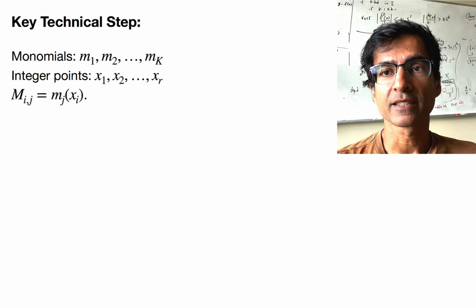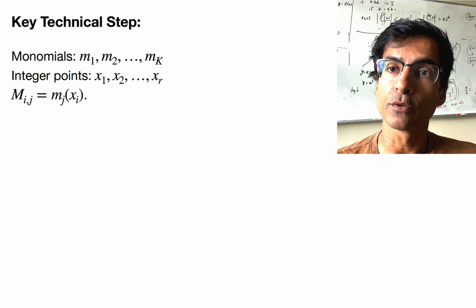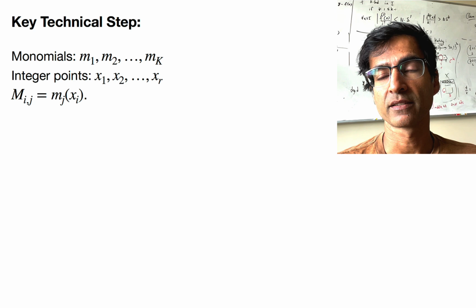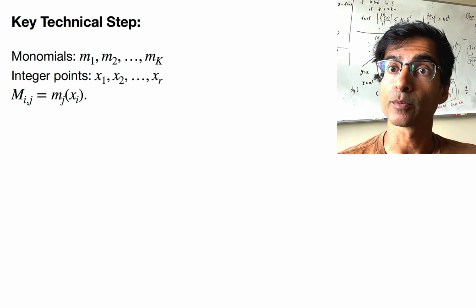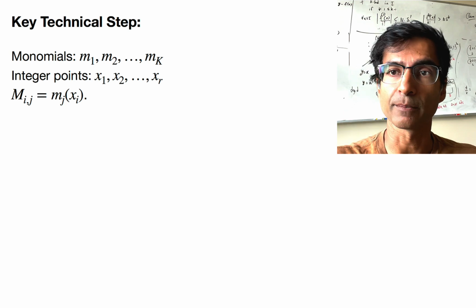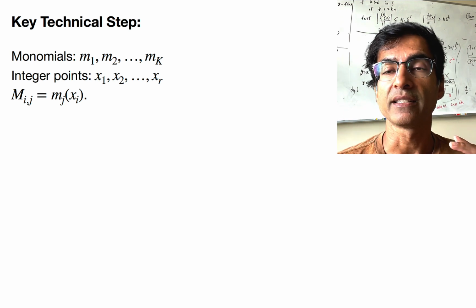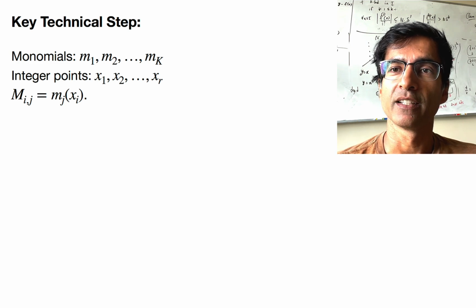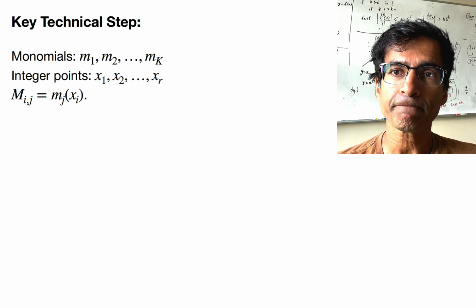So a key technical step of the proof involves doing something that we do in many proofs in mathematics and in theoretical computer science. Often we're in the situation where you have a bunch of points and we're trying to find a low degree polynomial that explains those points. Maybe a bunch of points in the plane, and we want a low degree polynomial that takes on the value 0 on all of those points. So that's a key step that shows up in many arguments.